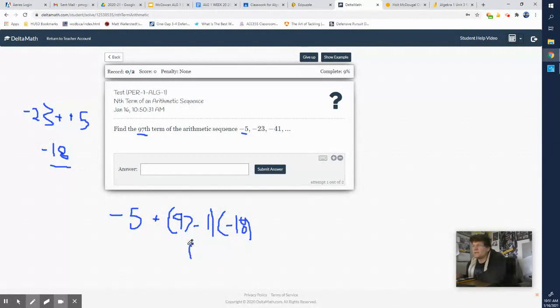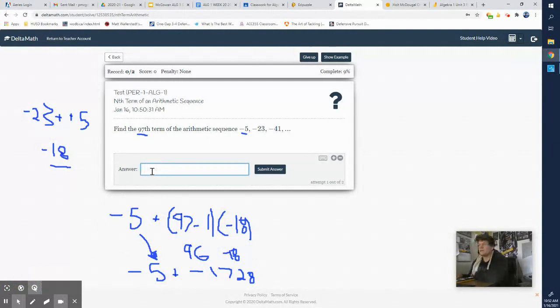97 minus 1 makes 96. 96 times negative 18. Ooh, what does that make? Negative 1,728. Then we want to add the negative 5 to it, and that will get us our final answer. Don't forget about that A1 value. That's what got some of us when we first started this thing here. But if I add that, that simply makes negative 1733. Right? Right.